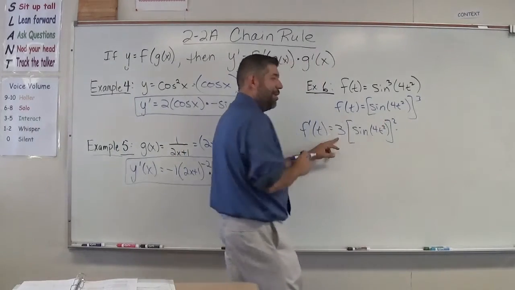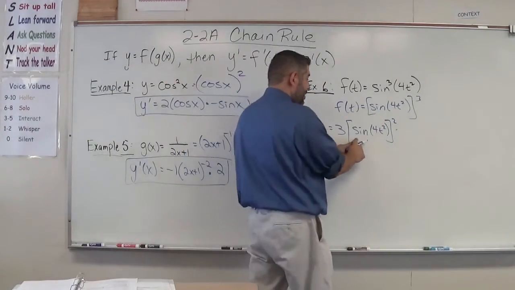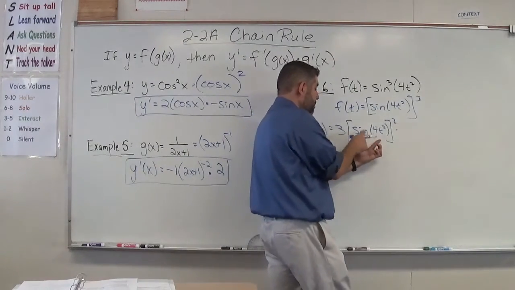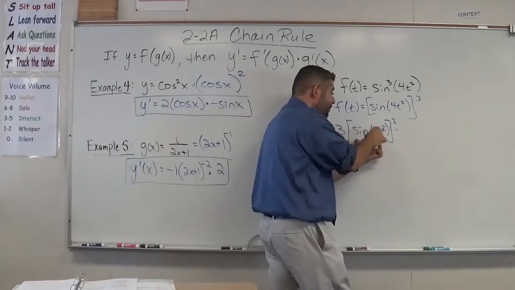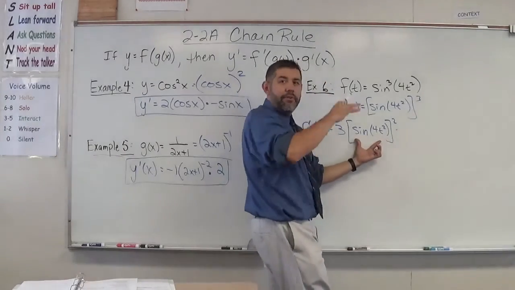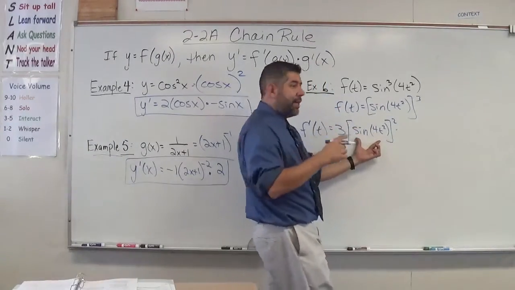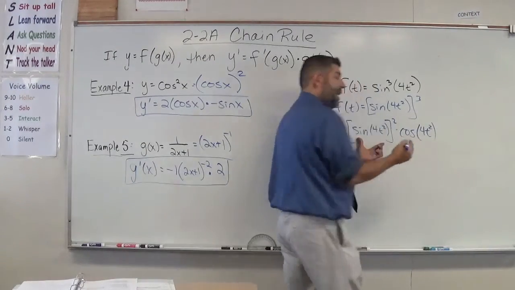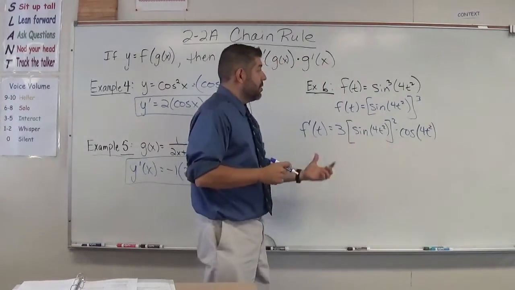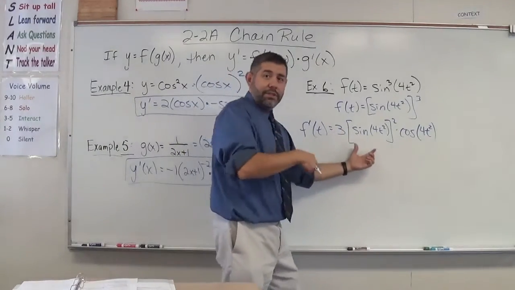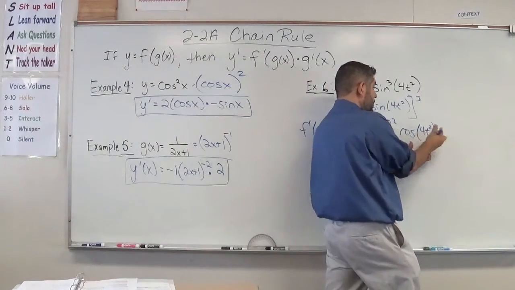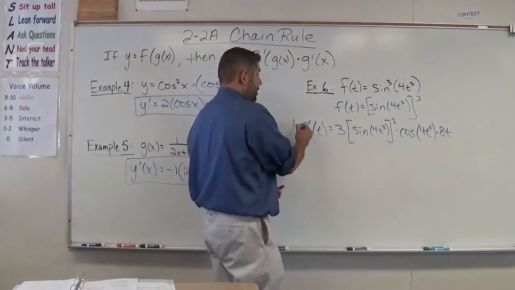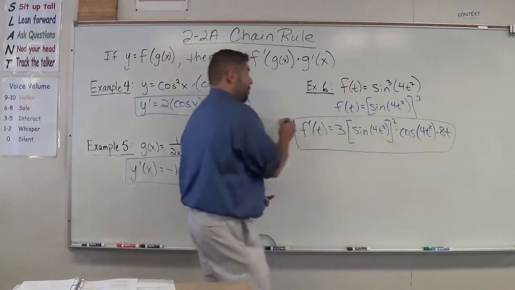So we take the power rule here, and then we take the derivative of the inside. The inside function is sine 4t squared. So I'm going to take the derivative of that whole thing. The derivative of sine is cosine. But look, I have more inside the parentheses. So now I have to do the derivative of the inside of that too. So I have to do the derivative of 4t squared, which is 8t. And then I get my final answer.